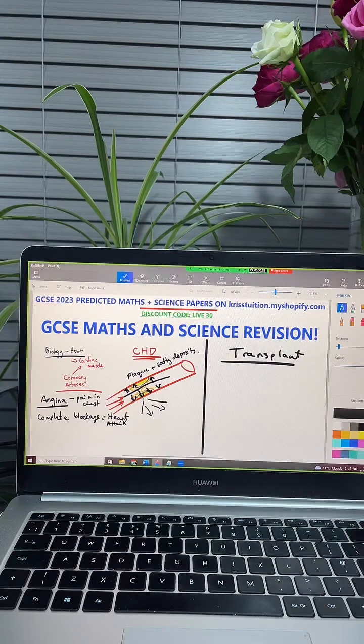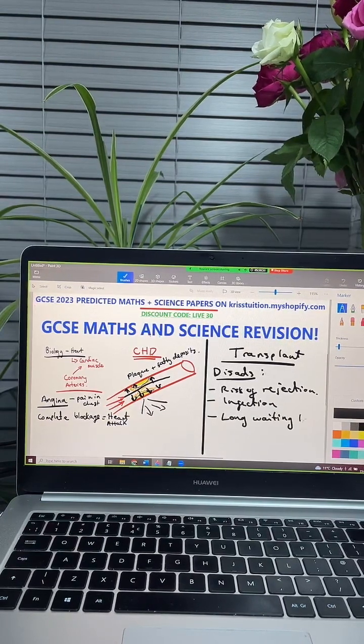Let's see. Another disadvantage. So risk of rejection. Risk of infection. Yeah. I would also say long waiting list, right? Unbelievably long waiting list. So it would probably take a very long time if you did need a heart. Anything else that you guys can think of?